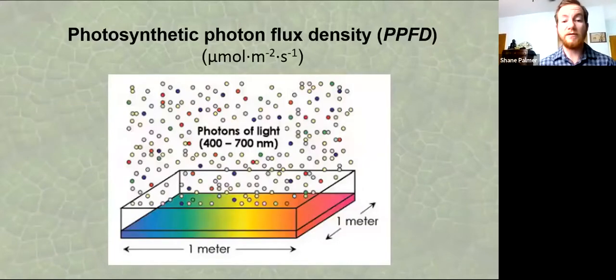And this is a visual representation of how PPFD is calculated. The little colored sprinkles that are falling down onto the square mat there are photons. This is sort of like a flow rate. So we're counting photons as they're hitting a set unit of area over a set period of time. In this case, it's per second.